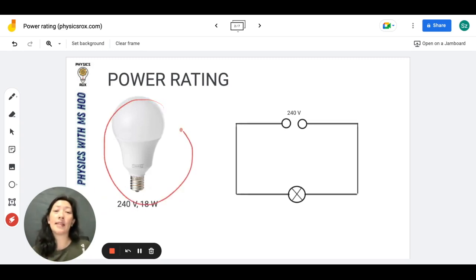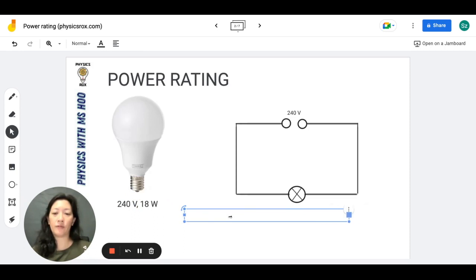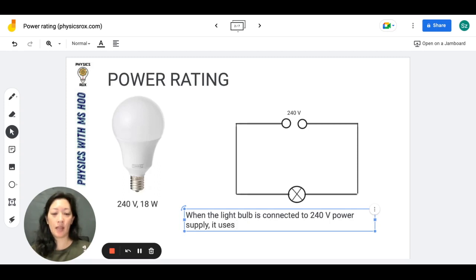Because if you connect this light bulb to different voltages, it would end up using different values of power. And no, the value is not directly proportional. So just focusing on these numbers: when you connect this light bulb to 240 volts, it will use 18 watts of power or 18 joules of energy per second. I'm going to write that out to make this clearer. When the light bulb is connected to a 240 volt power supply, it uses 18 joules of energy per second. That's what it means.